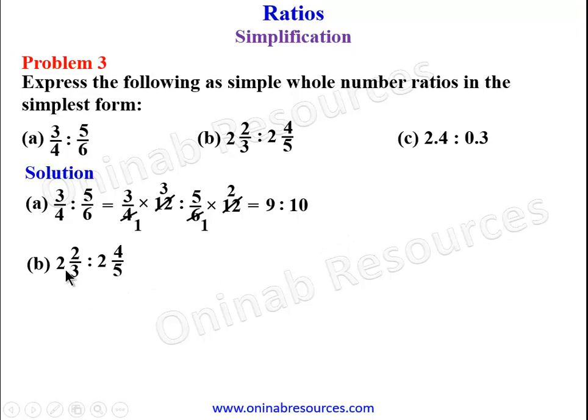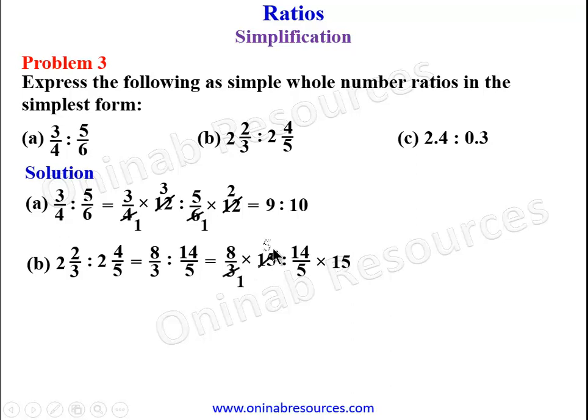We have mixed fractions. We are going to change them to improper fractions. 3 times 2 is 6. 6 plus 2 gives 8 over 3. 5 times 2 gives 10. 10 plus 4 gives 14 over 5. Then we multiply again, as we did in A, by the LCM of 3 and 5. The LCM of 3 and 5 is 15. So we are going to have 8 over 3 times 15 ratio 14 over 5 times 15.